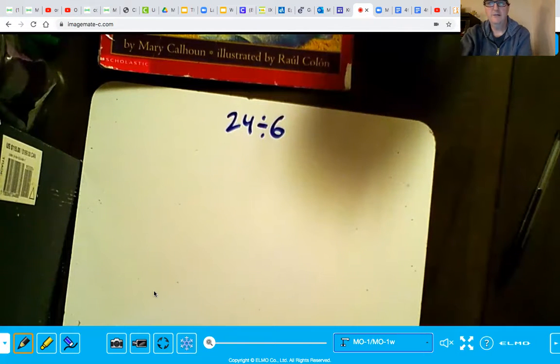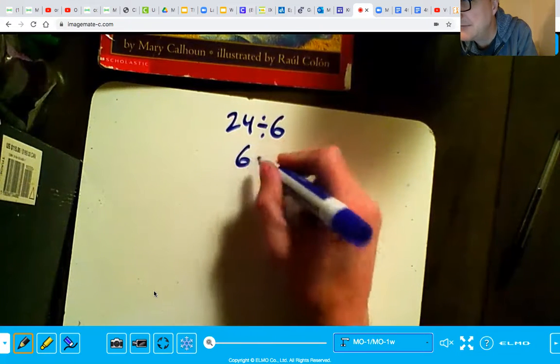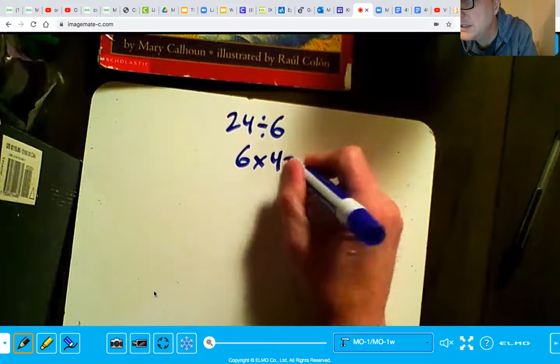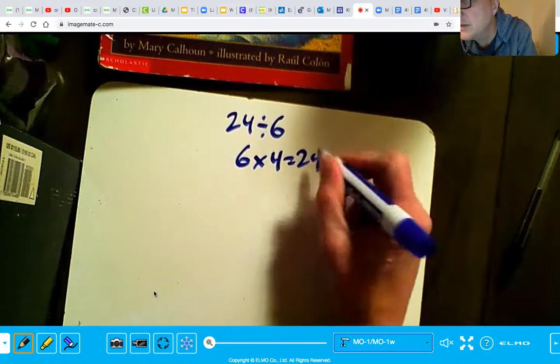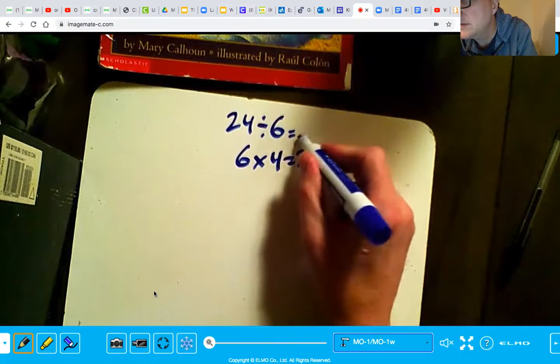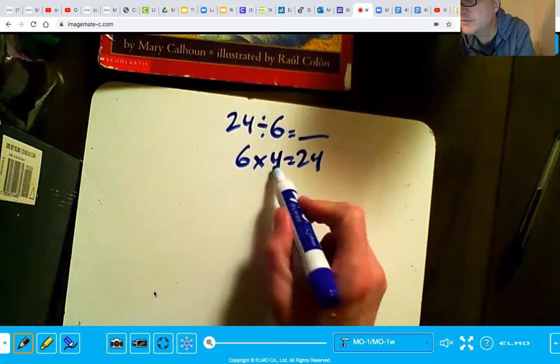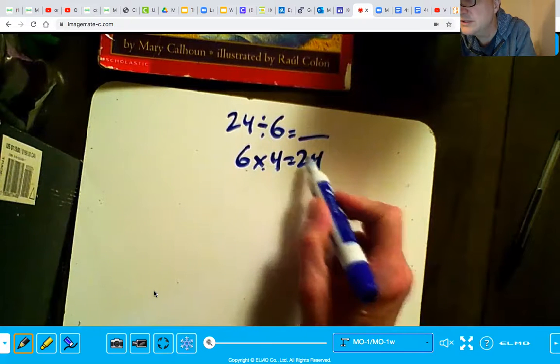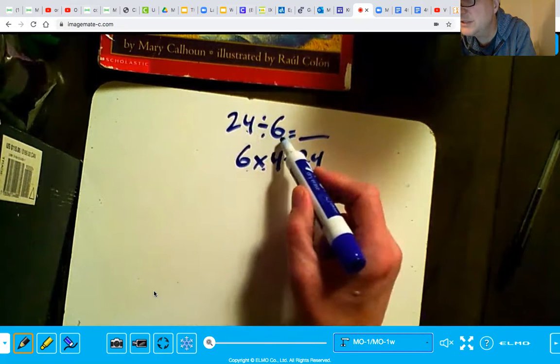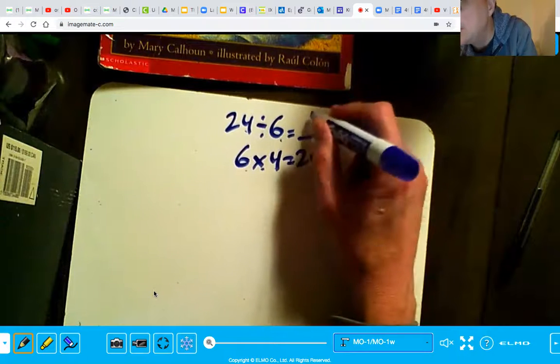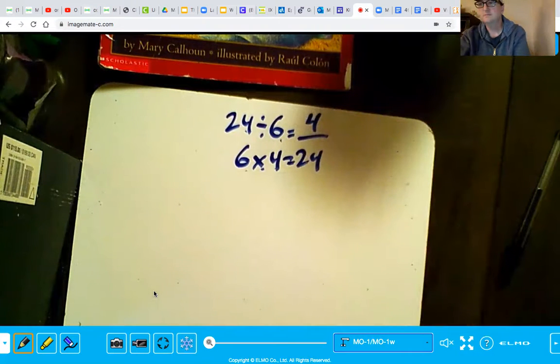What I want you to think about is a multiplication fact that you know that could help you with this. For example, I know that 6 times 4 equals 24. 4 groups of 6 is 24. So if we take 24 and put it into groups of 6, we're going to have 4 groups. Right? So there's a definite connection between division and multiplication, right?